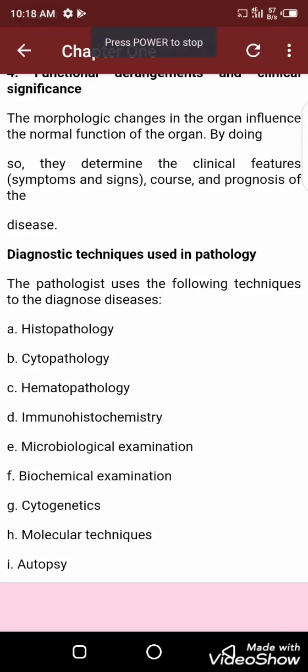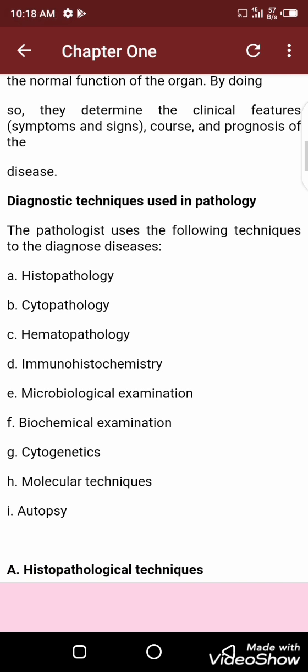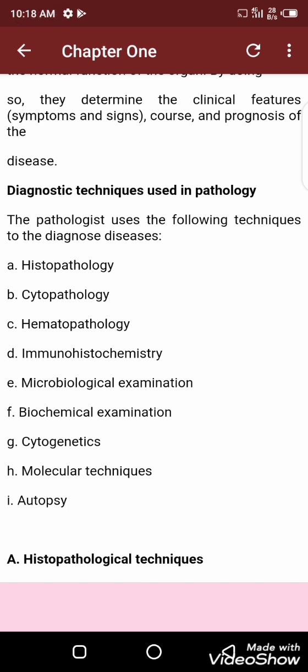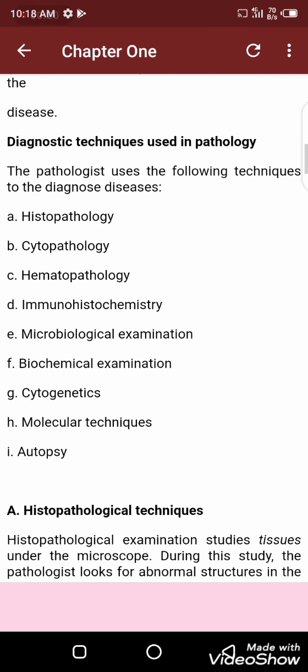Hello dear ladies and gentlemen, today I am going to discuss with you diagnostic techniques used in pathology. In pathology, the following techniques are used to diagnose a disease: histopathology, cytopathology, hematopathology, immunohistochemistry, microbiological examination, biochemical examination, cytogenetics, molecular techniques, and autopsy.